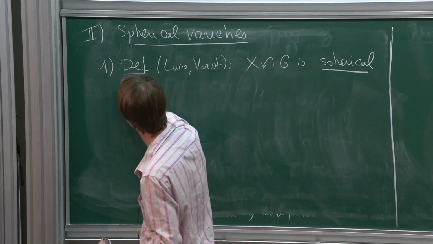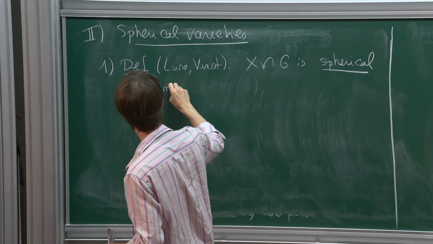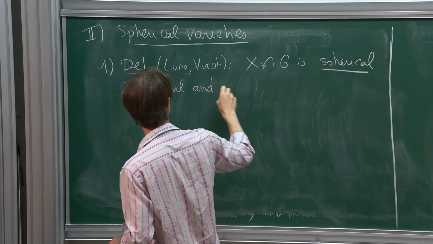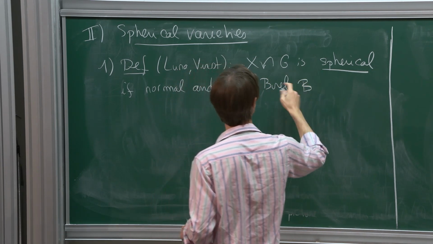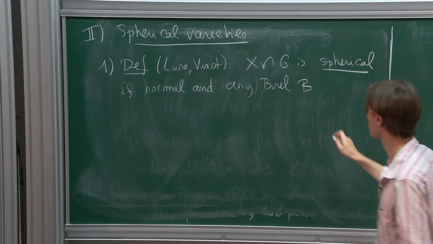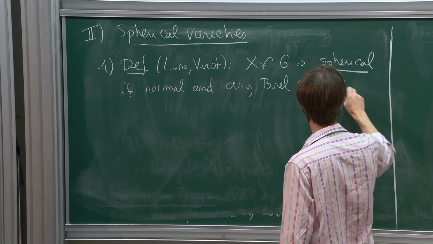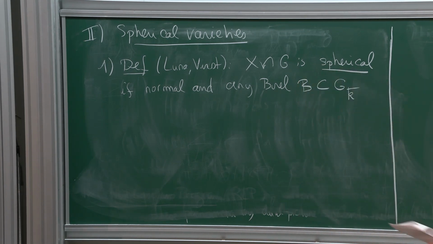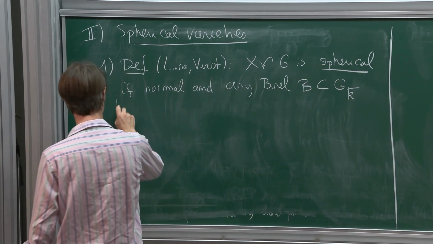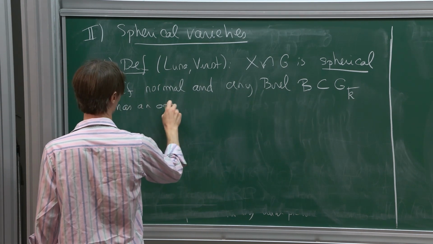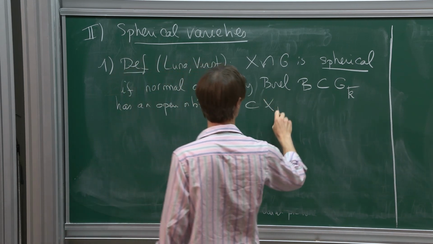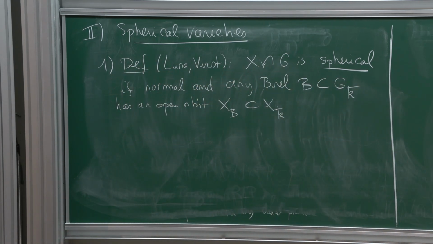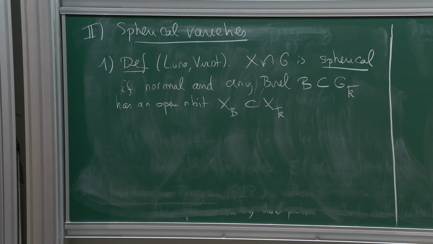If this is normal, and more importantly, any Borel B, so a priori you are over any field, so we'll take the Borel defined over the algebraic closure has an open orbit, that I will usually just denote by X_B. And this is in the base change of X to k bar. Okay, so this is an absolute notion.